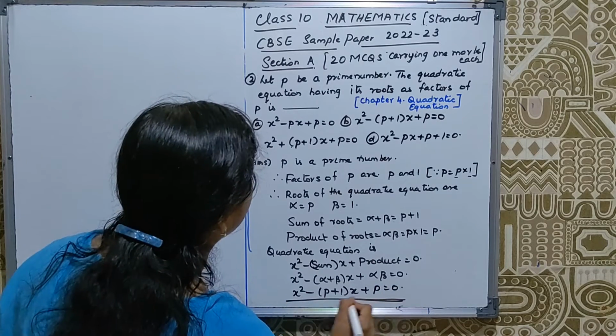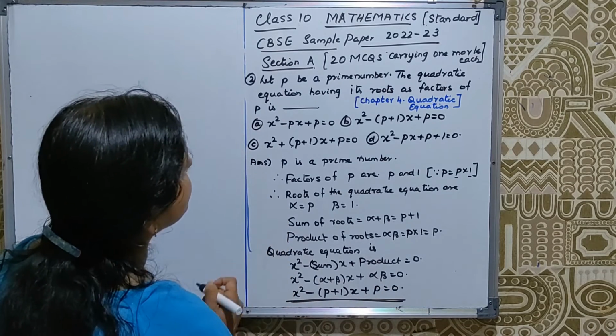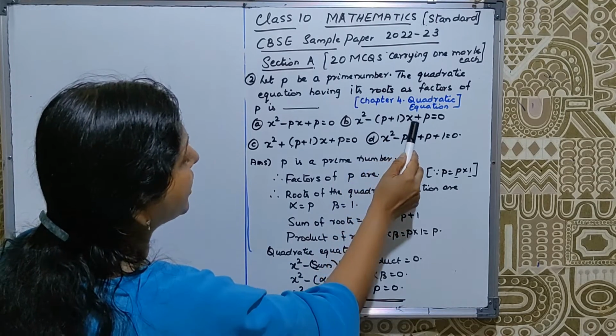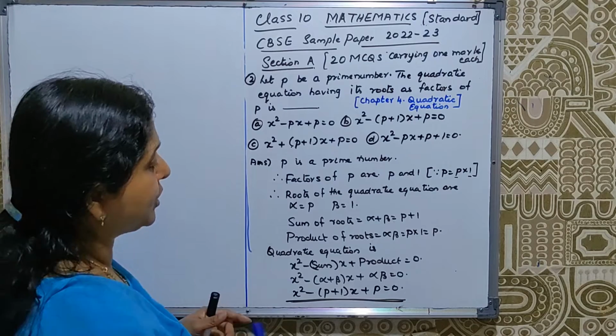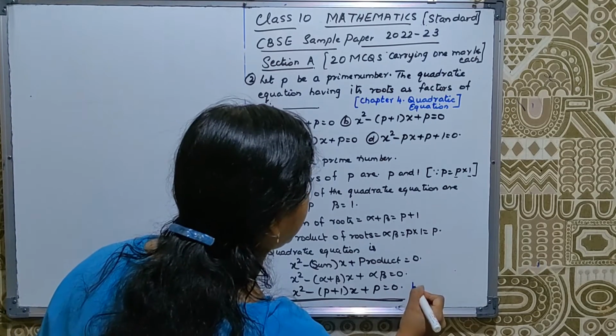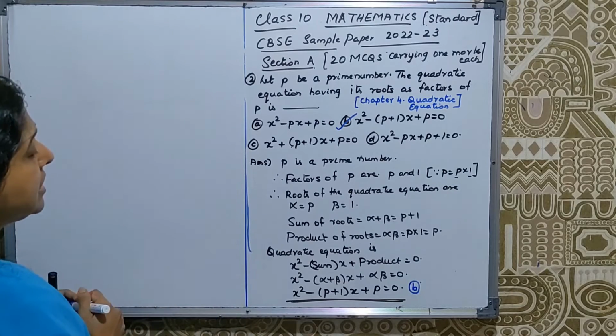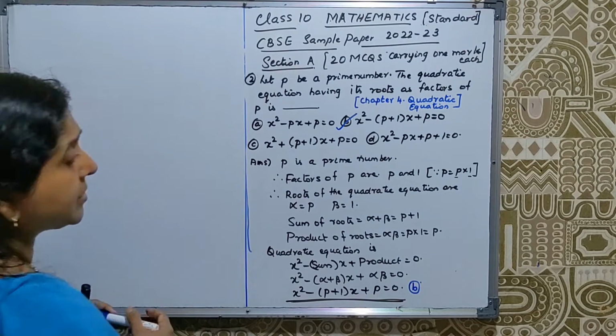This is the required quadratic equation, which is the choice B actually: x squared minus P plus 1 into x plus P equal to 0. So choice is B and that is the correct answer. Now we'll go to question number 3.